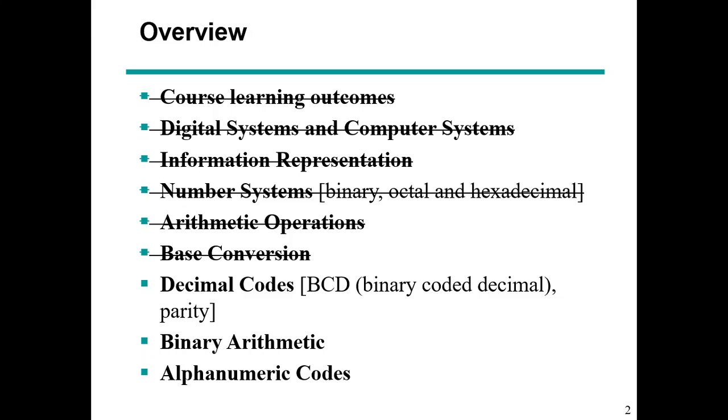Then we'll talk about alphanumeric codes. So alphanumeric codes are basically a notation for alphanumeric data. All these characters on your keyboard, the printable and non-printable characters, are represented using some particular codes. One of them is ASCII, the other one is Unicode. We'll talk about both these codes.